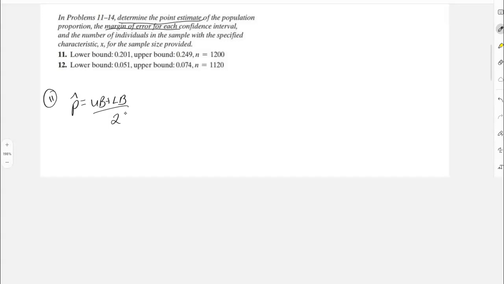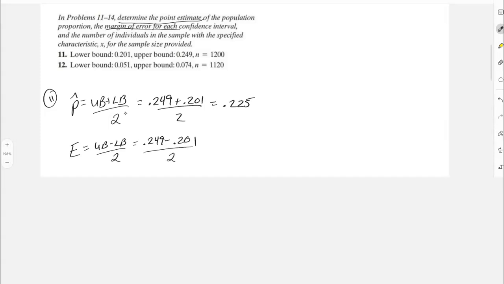So we'll look at number 11. We're going to take that upper bound plus the lower bound, and divide it by 2. And when we do that, I get 0.225. So there's my p-hat. Now the error is going to be the difference divided by 2. So upper bound minus lower bound divided by 2. So 0.249 minus 0.201, divided by 2. And when I do that, I get 0.024.